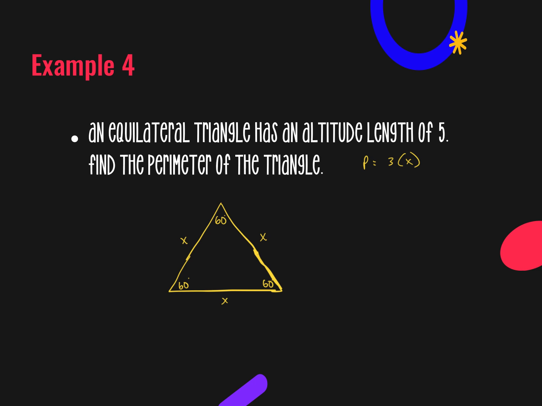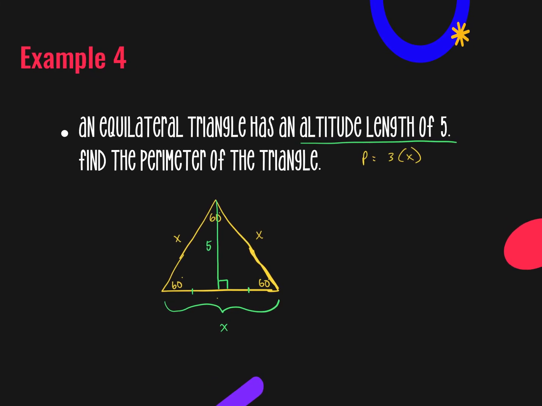Now, the only piece of information that they give us, but it's critical, is that the altitude has a length of 5. Now an altitude in this kind of triangle goes down to the center and splits the pieces in half. So x is going to be the length of this whole side. This altitude not only splits the side into 2 equal parts, it splits this angle into 2 equal parts. So it's 30 and 30.